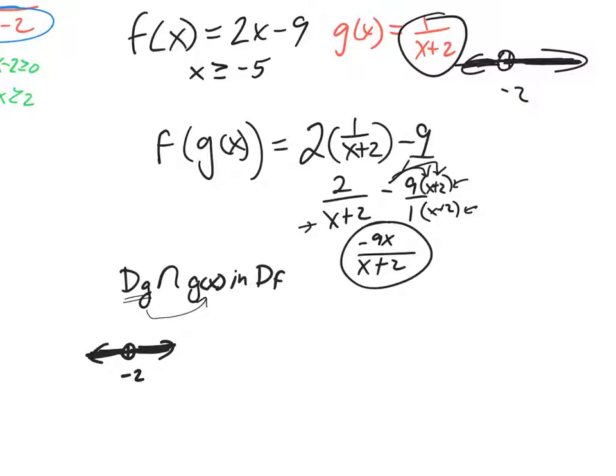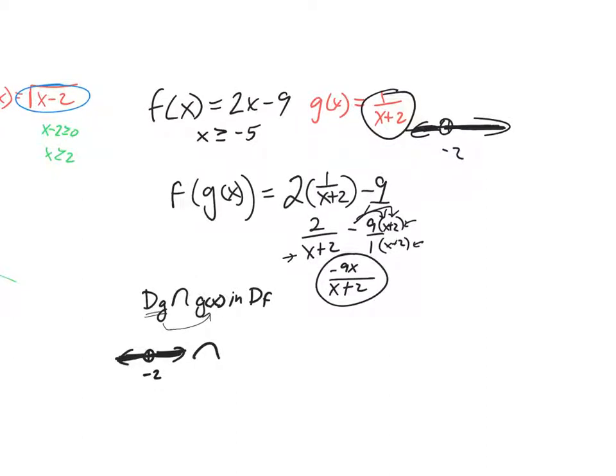Okay, now intersected with g of x. Do I have that? Sure, this is g of x in the domain of f. That goes in here. And I have 1 over x plus 2 is greater than or equal to -5.